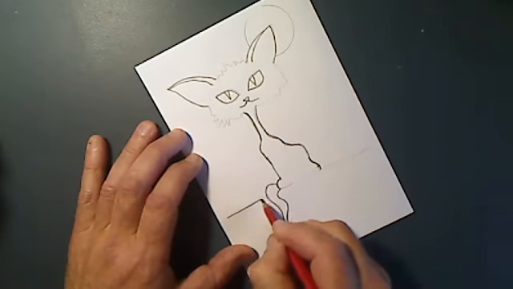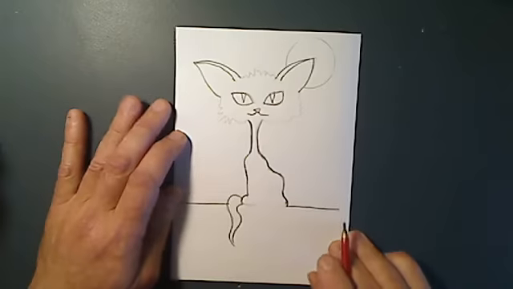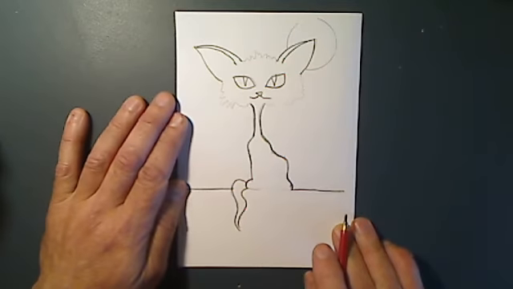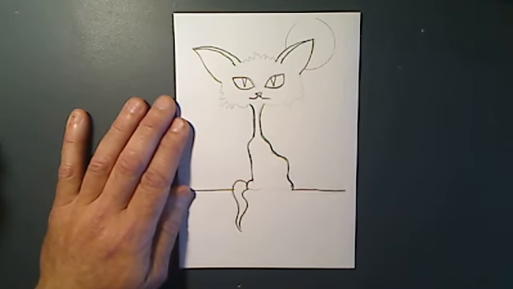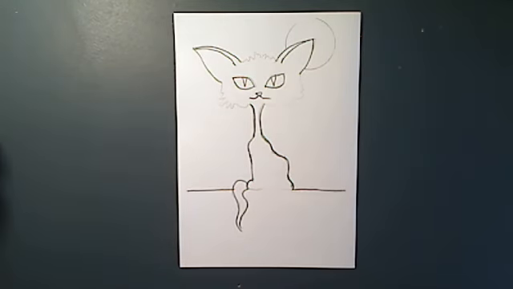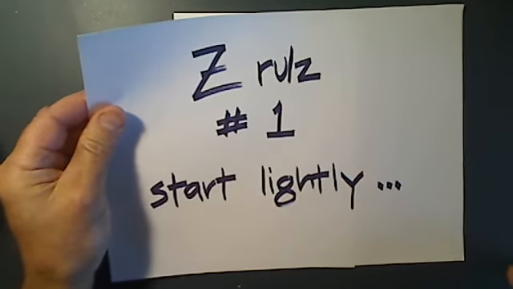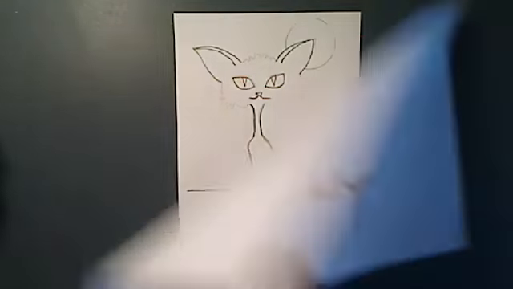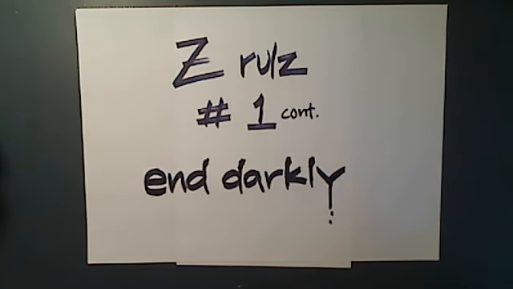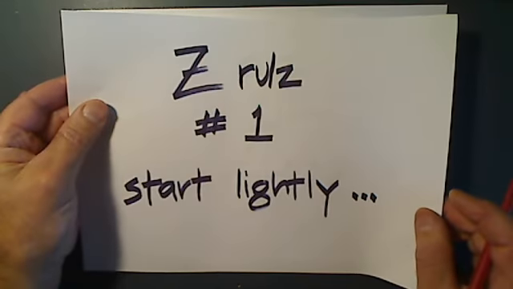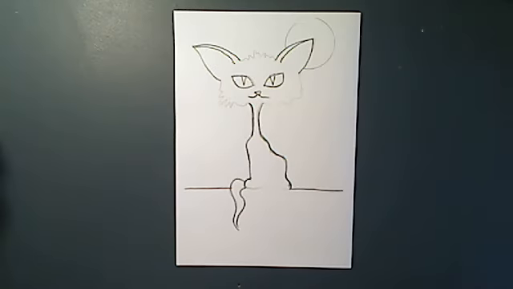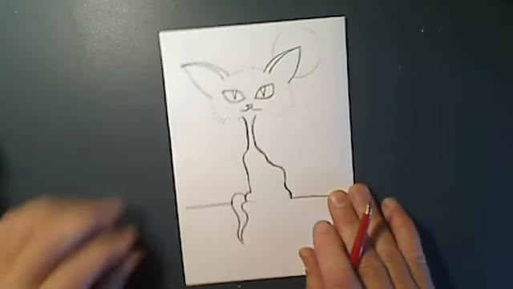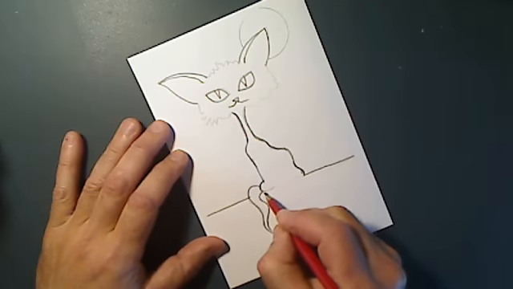Okay. So, hopefully, your drawing looks a bit like that. Now, Z's rule number 1. Remember this bit. Comes this bit. Get it? End darkly. Start your drawing lightly. End darkly. Okay? So, we're going to make our... Oh, sorry, probably should have drawn that line in there.